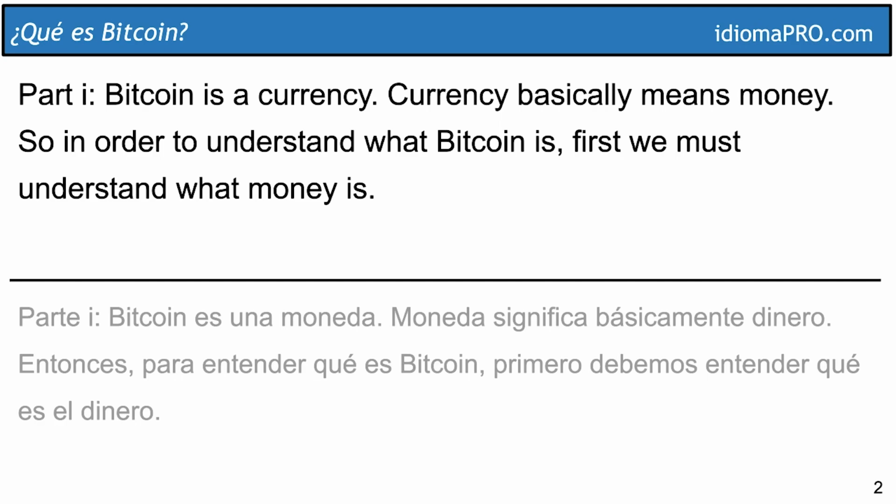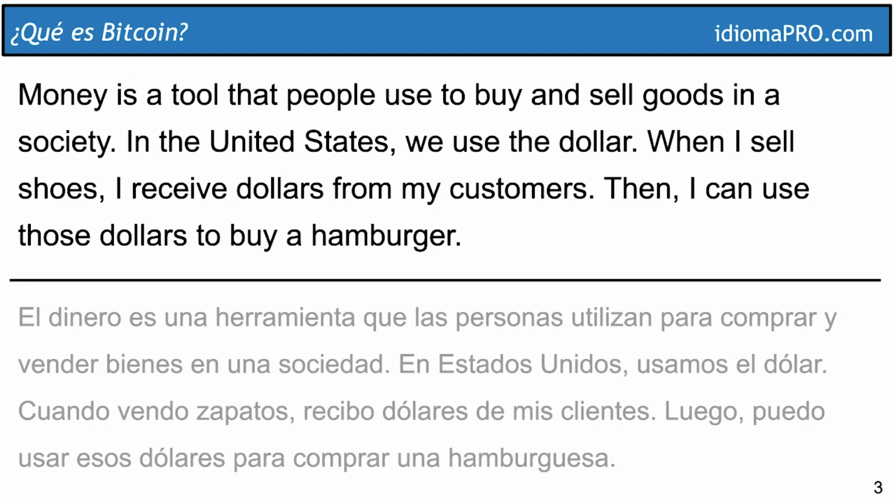Part 1. Bitcoin is a currency. Currency basically means money. So, in order to understand what Bitcoin is, first we must understand what money is. Money is a tool that people use to buy and sell goods in a society.